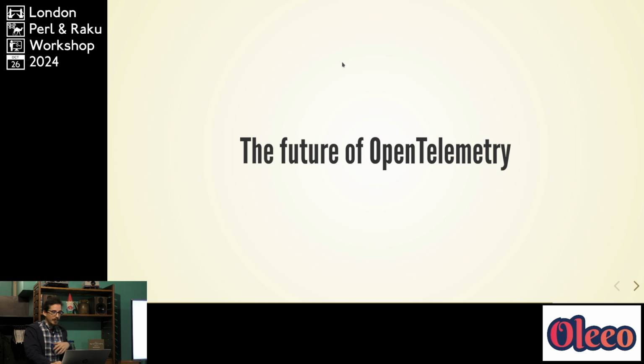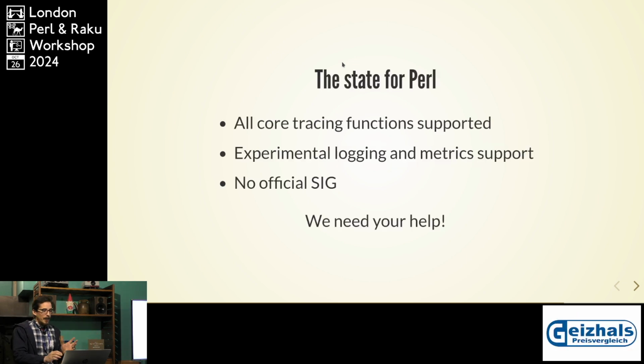So where do we go from here? What's the state of OpenTelemetry in Perl at the moment? It is currently working. I know that it's being used in production code. All of the core tracing functions are supported, and there's experimental support for logs, and currently no support for metrics. But metric support can be provided using, say, Metrics::Any if you want to send it to Prometheus directly or something like that.